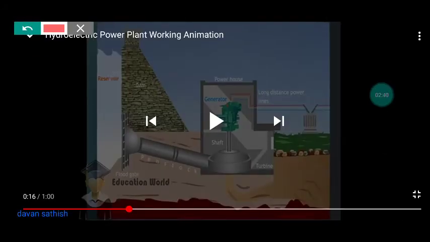Next one, hydro power plant. How does the hydro power plant work? Let me show. See, this is the dam, and we have the floodgate here, and this is the penstock through which the water can enter, and this is the turbine blade, and this is the generator coupled with it.